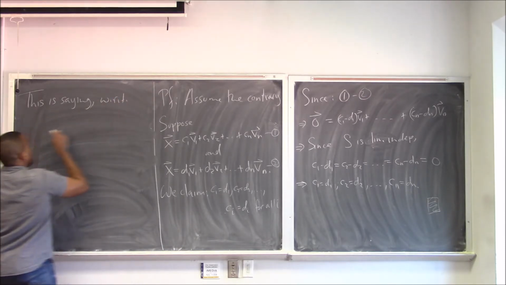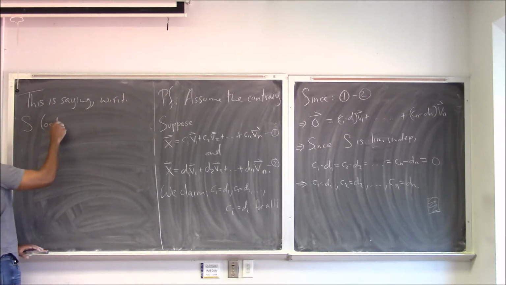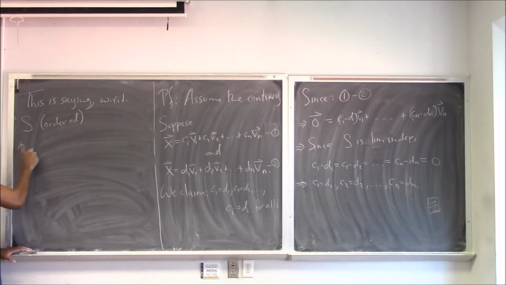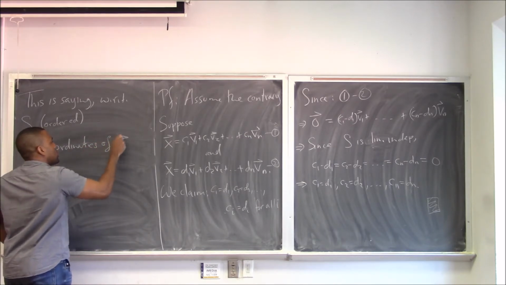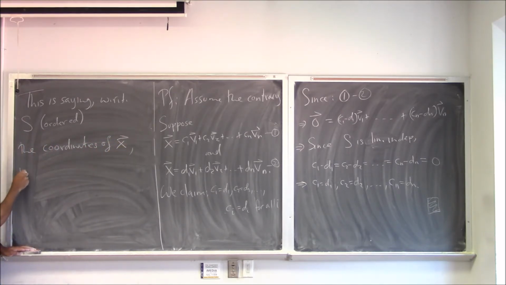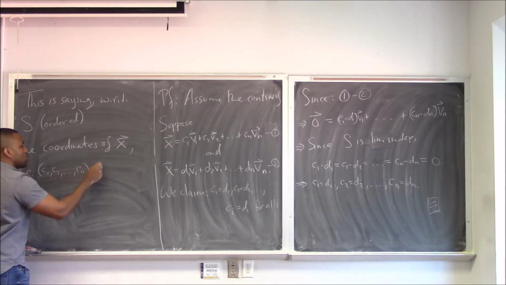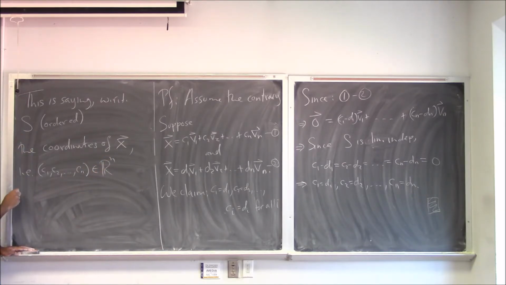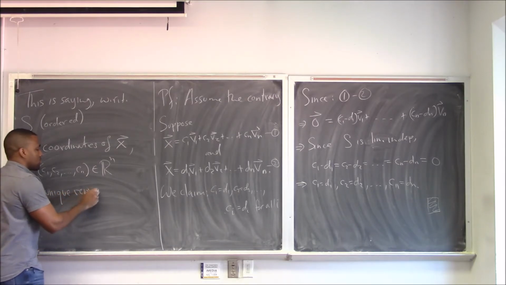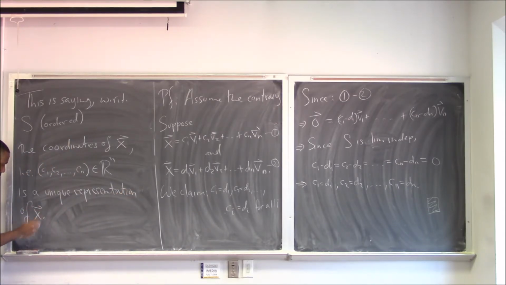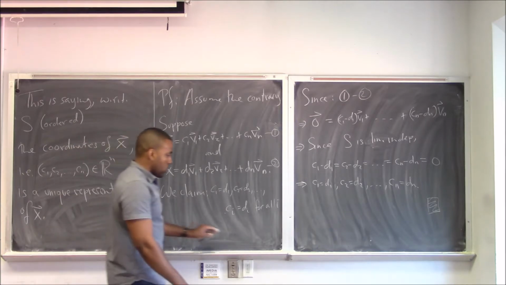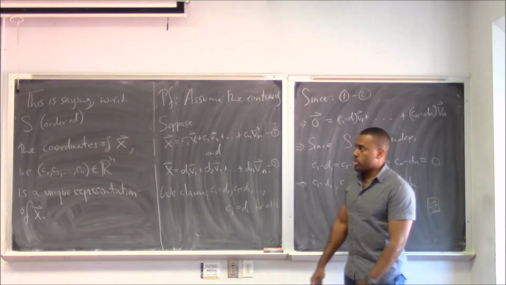With respect to S, when it's ordered, the coordinates of the vector x, i.e. the vector c1, c2, cn, which is an element of Rn, is a unique representation of x. There's literally only one way to express x as a coordinate with respect to this basis.